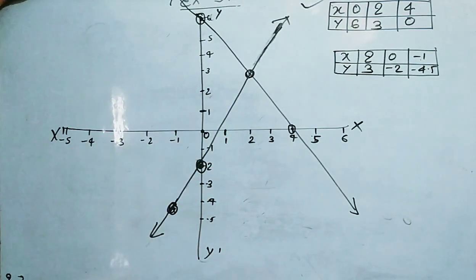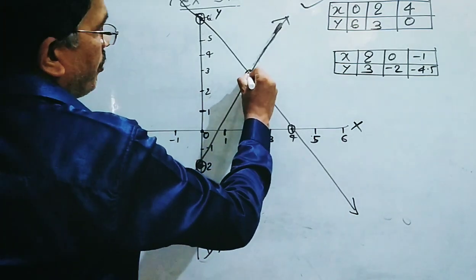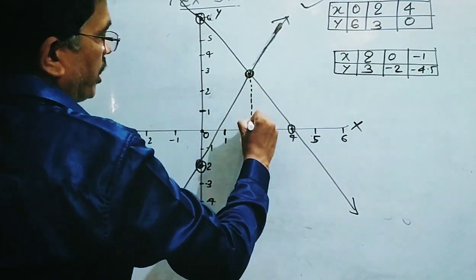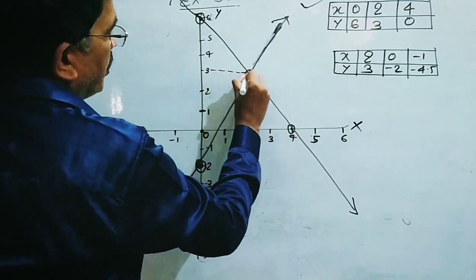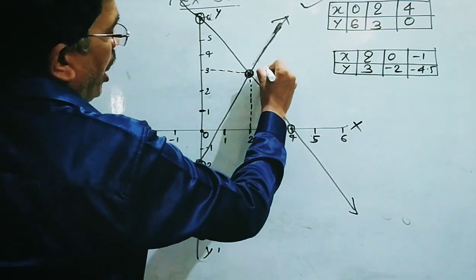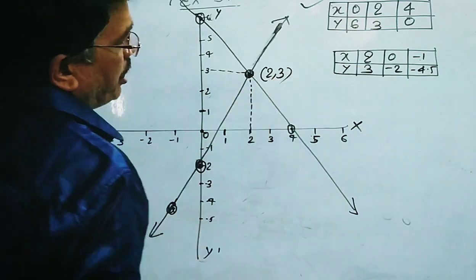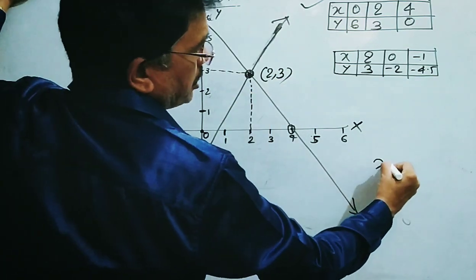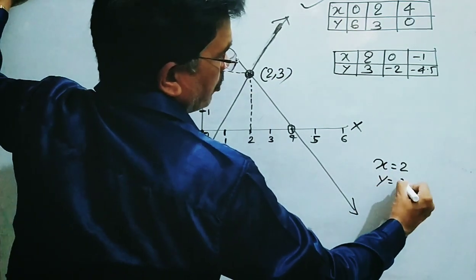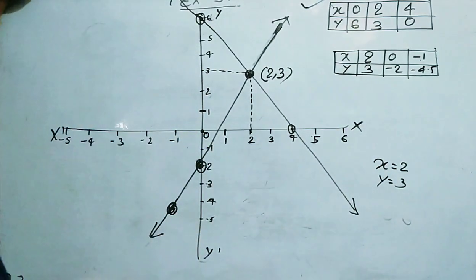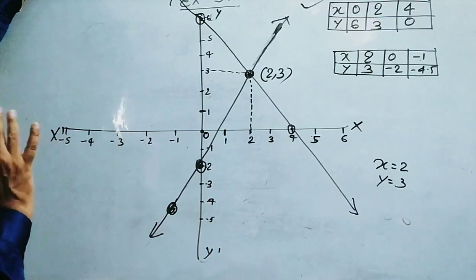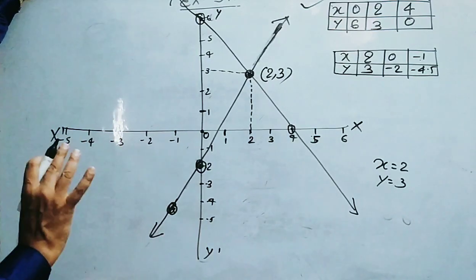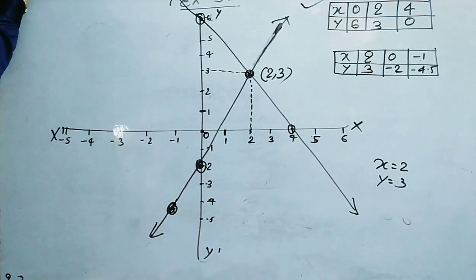Now your question, what is the solution of the graph? The coordinate of the intersection point is known as the solution of the graph. So the intersection point is here and its coordinate is 2, 3. So you can write x is equal to 2 and y is equal to 3. It is the solution of the graph. So, dear student, in question number 5 this is how you can find the value of x and y with the help of the graph.